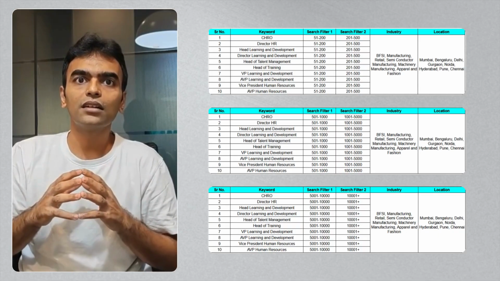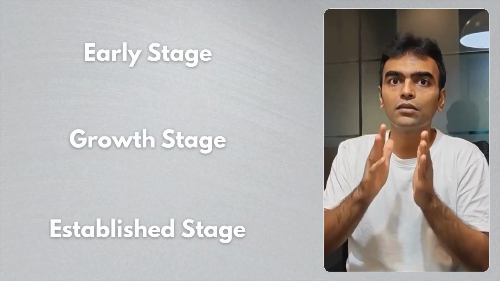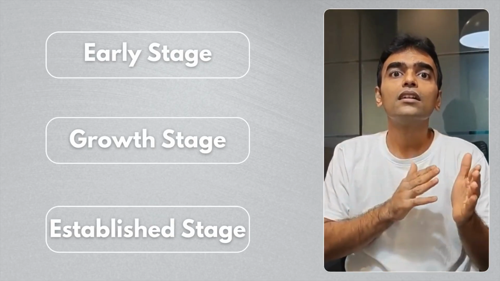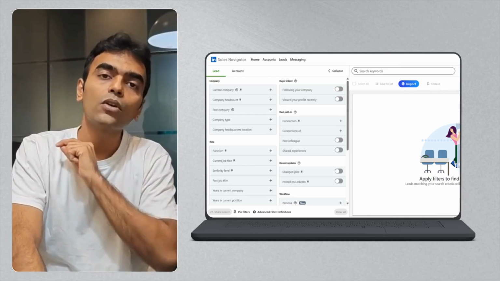The ICP designing sometimes is very unclear. Sometimes we believe that we have designed it very clearly. It varies from company to company, stage to stage. Sales Navigator is a very powerful tool for designing it, but don't just use all the filters.